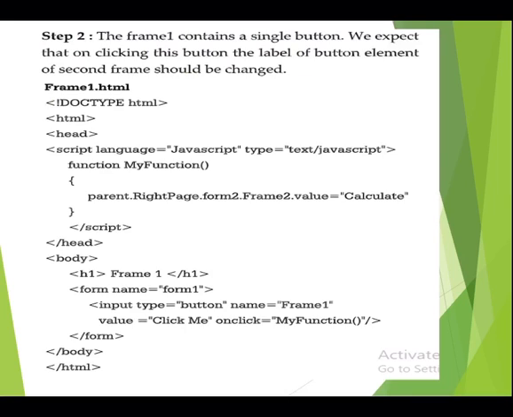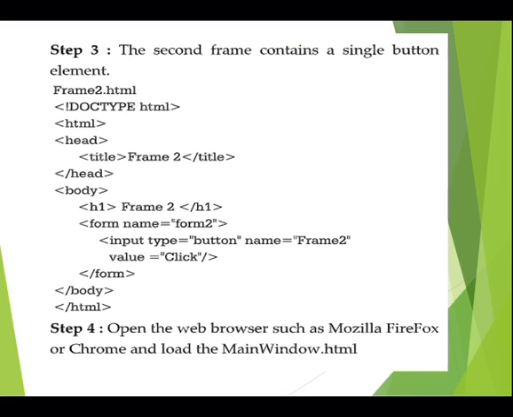Now we'll write the code for frame 2. The second frame contains a single button element. So doctype HTML, HTML tag, then head tag. Title is frame 2, close head tag, open body tag. Inside the body tag in H1 we have written frame 2, then take a form. Form name is equal to form2. Here we have to specify the name of the form, since we are using it in the function in frame 1. So input type is equal to button, name is frame2, value is equal to click. So initially its value is click. Close form, close body and close HTML.